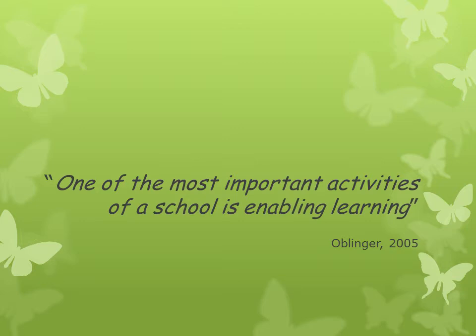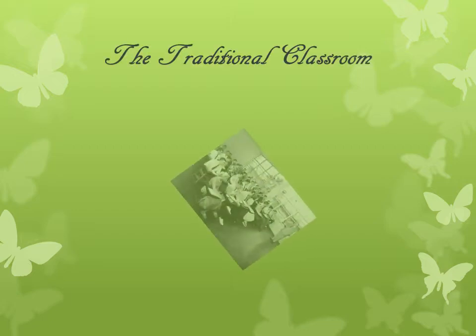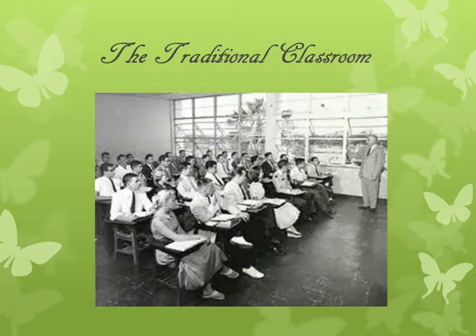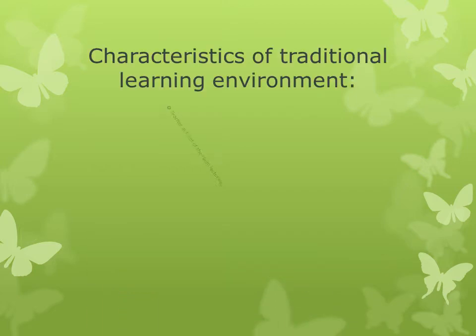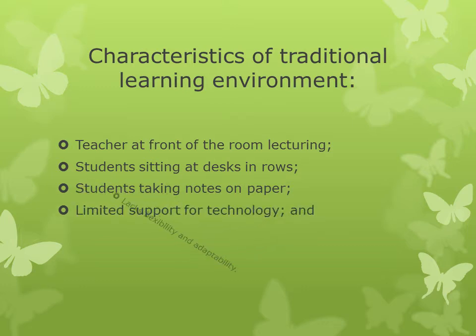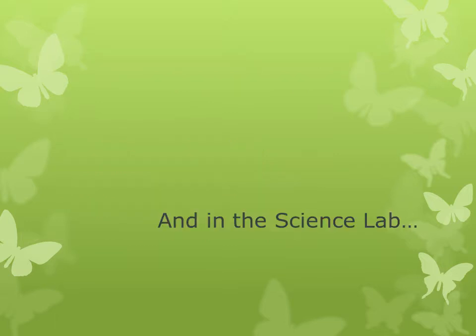As a result, the traditional definition of the classroom has expanded and evolved not only to include the physical classroom, but other physical and virtual environments to facilitate learning. The traditional classroom is a teacher-centric environment designed for a one-to-many style of communication, and is typified by a teacher standing at the front of the lecture, students sitting at desks in rows, students taking notes on paper, limited support for technology, and it lacks flexibility and adaptability. And a traditional science lab was modelled much on the same principles.